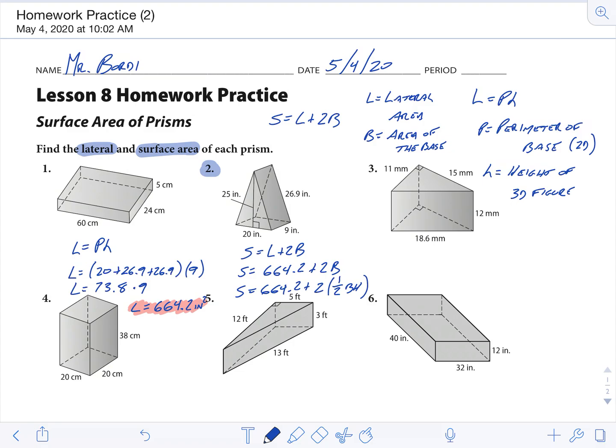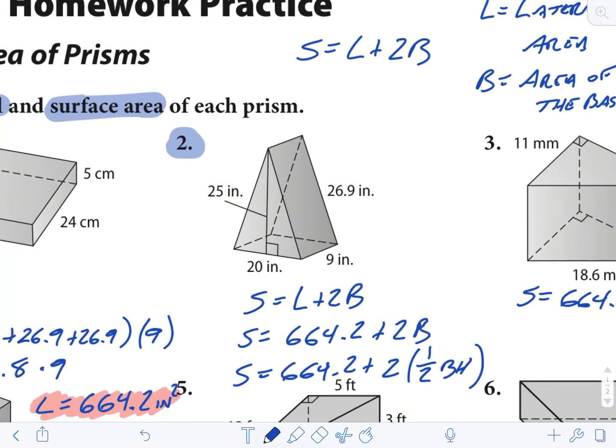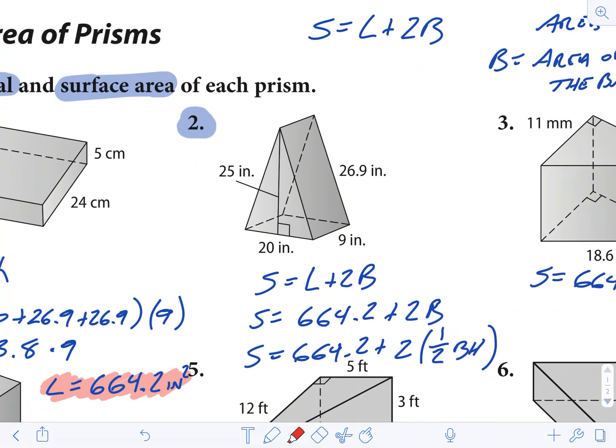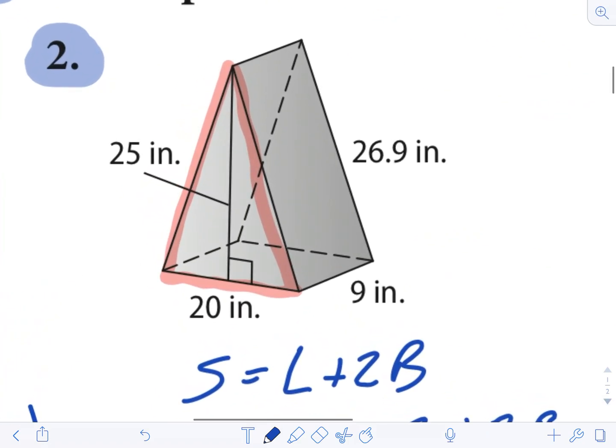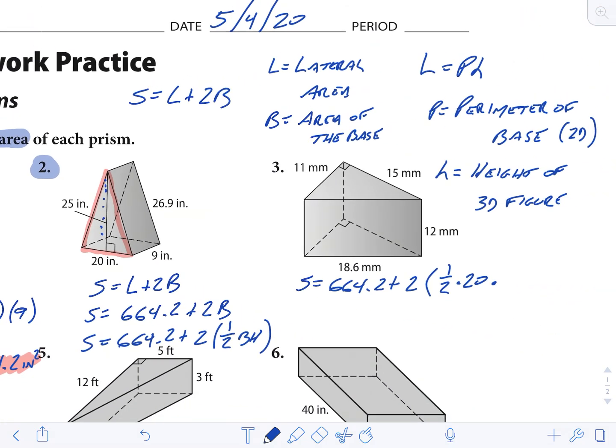I'm going to continue to work on this left-hand side. S equals 664.2 plus 2, in parentheses, 1/2. When finding the area of the base, I'm only going to look at this triangle. What is the base of this two-dimensional triangle? Well, the base of the triangle is 20. Now the height of the triangle. Again, I'm looking at only the two-dimensional triangle here. The height of this triangle is not 9. The height is right here, and that's where the 25 comes in.